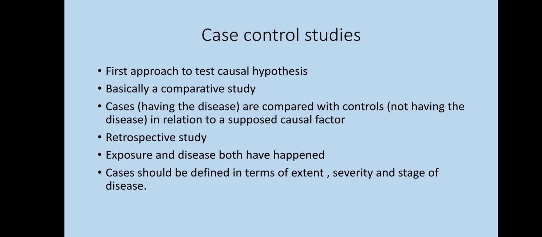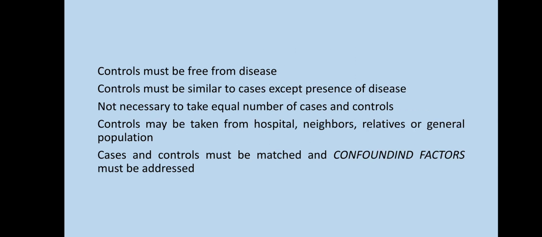So while you are selecting, the cases should be defined in terms of extent, severity and stage of disease. The controls must be free from the disease. The controls must be similar to cases except for the presence of disease. It is not important to take equal number of cases and controls. The controls may be taken usually up to 4 times the number of cases. The controls may be taken from the same hospital, neighbors, relatives or general population. The cases and controls must be matched and confounding factors must be addressed.